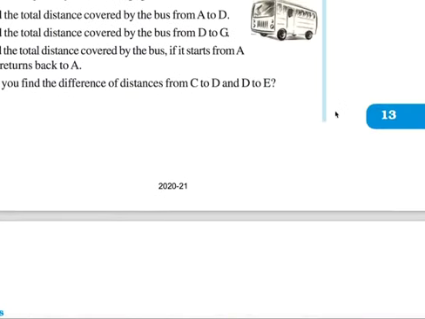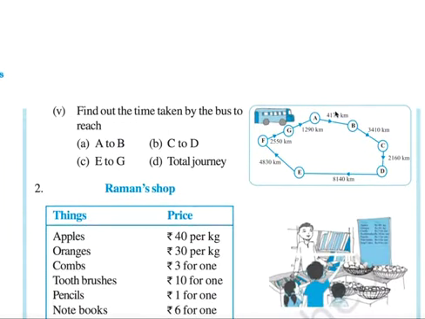What is the speed? 60 km/h. So velocity into time, speed into time, is the distance. Speed is 60 km/h, so you need to find the time. The distance you already know: 41070 by 60 will give you the time in hours.